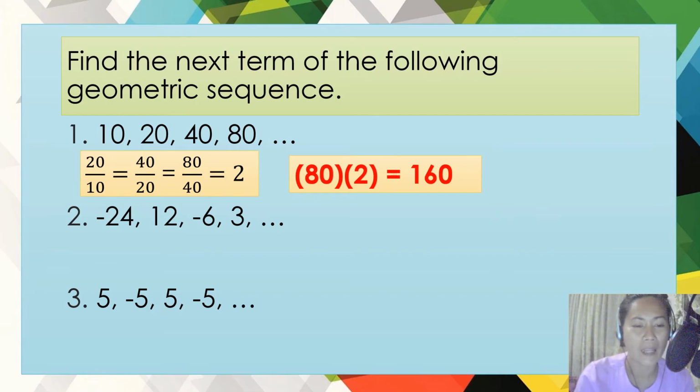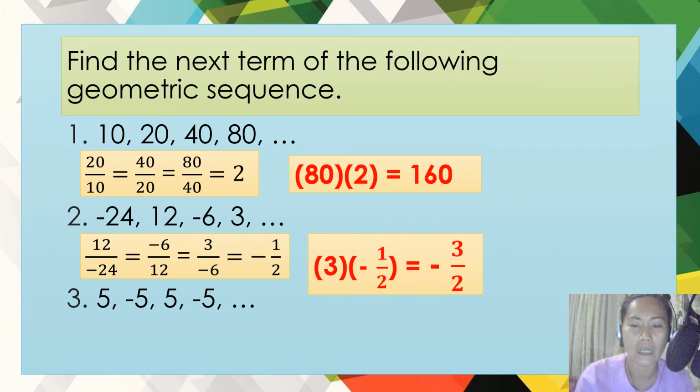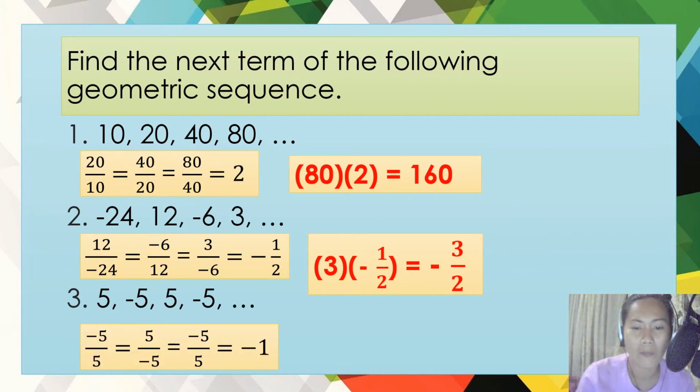Number 2: negative 24, 12, negative 6, 3. So the common ratio is negative 1/2. To get the next term, we multiply 3 with negative 1/2. That is negative 3 over 2. Number 3: 5, negative 5, 5, negative 5, and so on. So the common ratio is negative 1. To get the next term, we multiply negative 5 and negative 1, and then we will get 5.